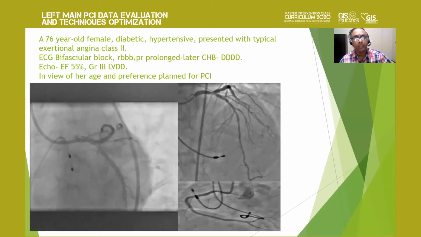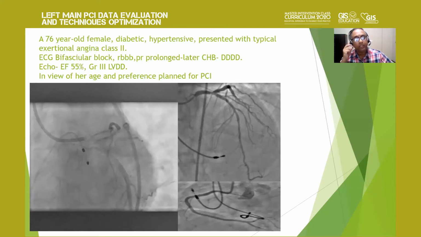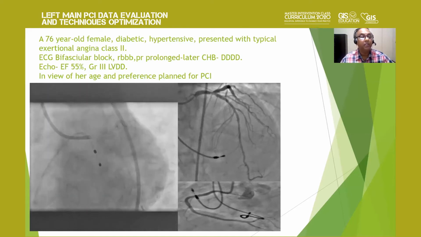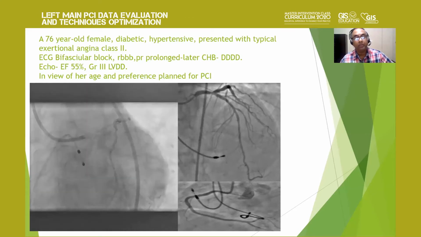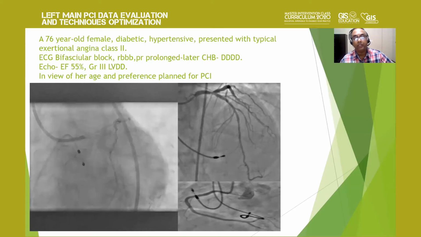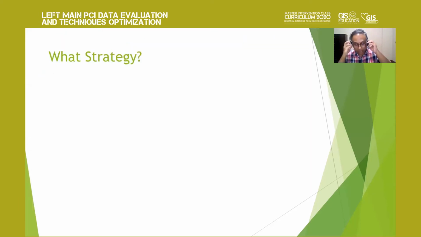In view of her elderly age and preference, we planned for a PCI. But when she came for the PCI, she was in complete heart block, so we had to put a temporary pacemaker. Her RCA was absolutely normal, a large vessel, and here there was a tight ostial lesion, 95% circumflex, and left main angiographically appeared okay with subdistal tapering, and ostial LAD also appeared okay. So what strategy? This was our discussion.